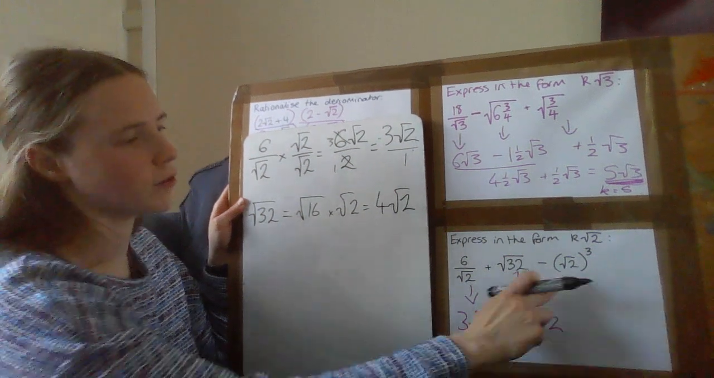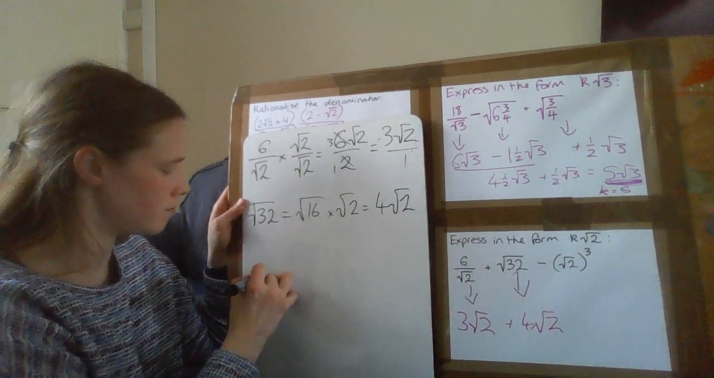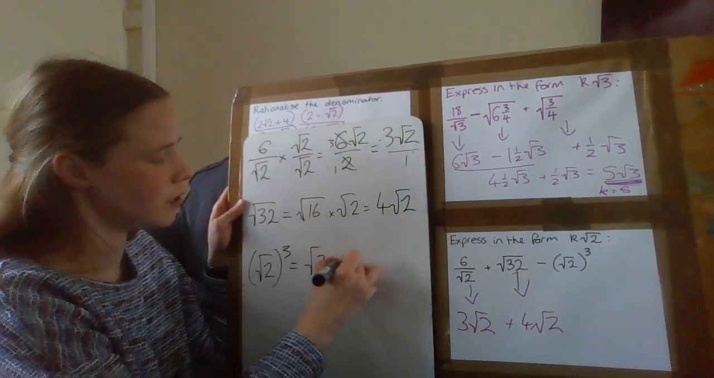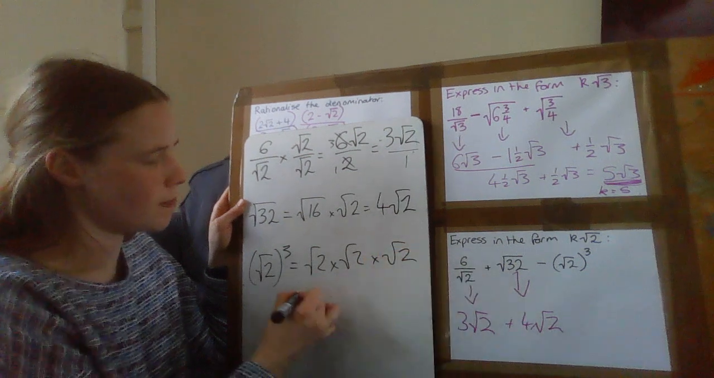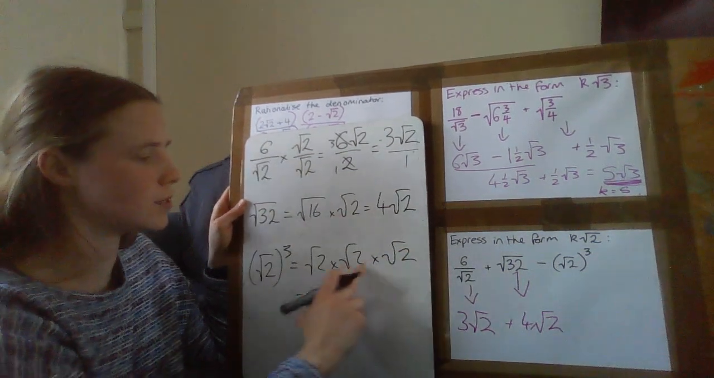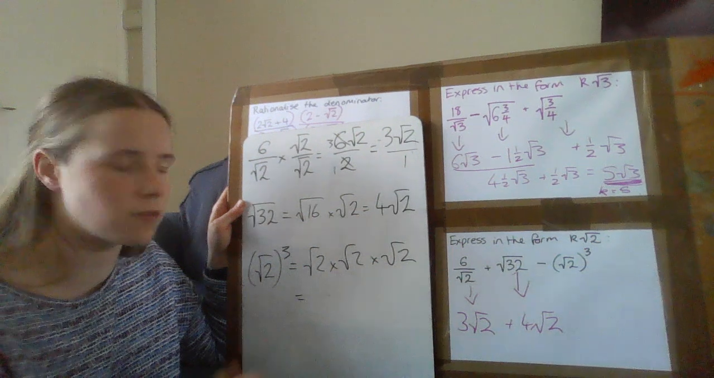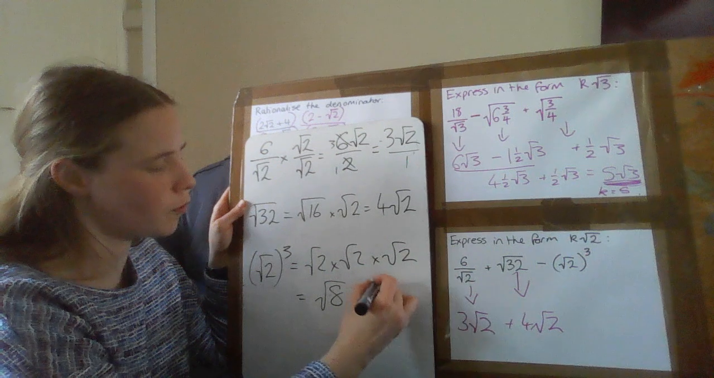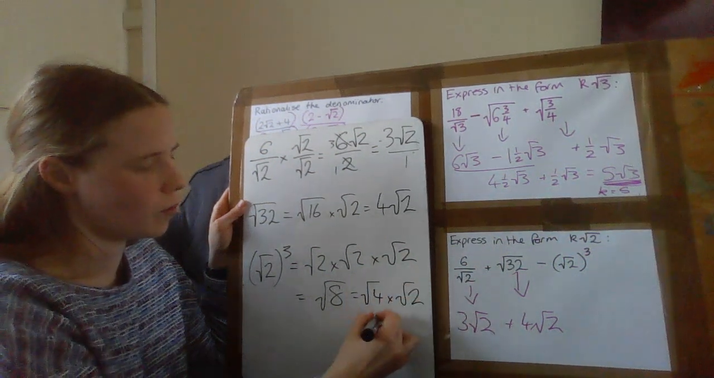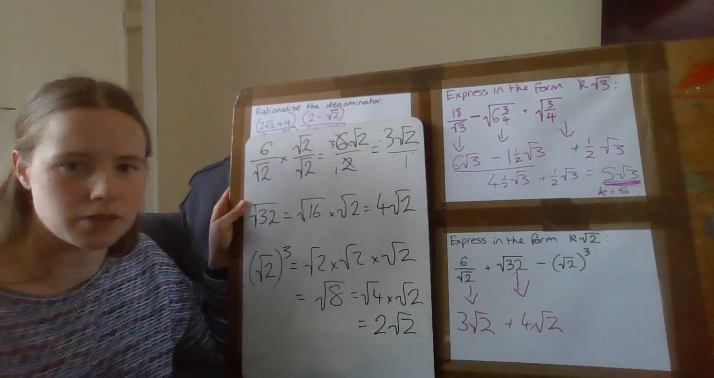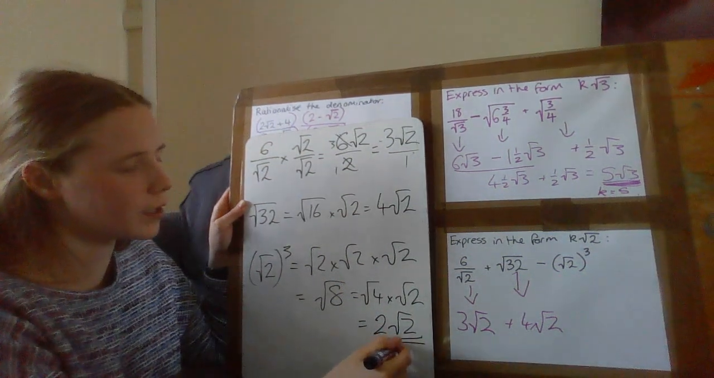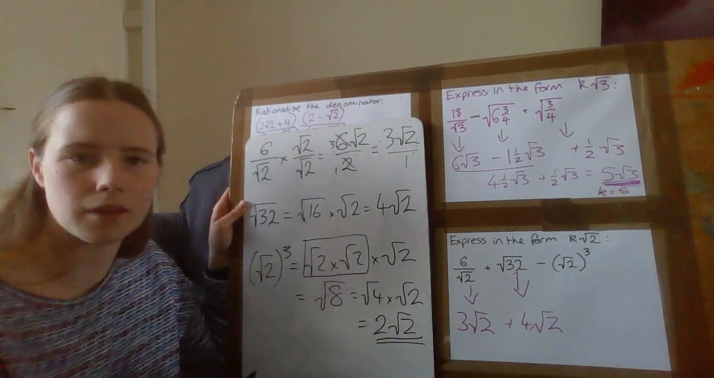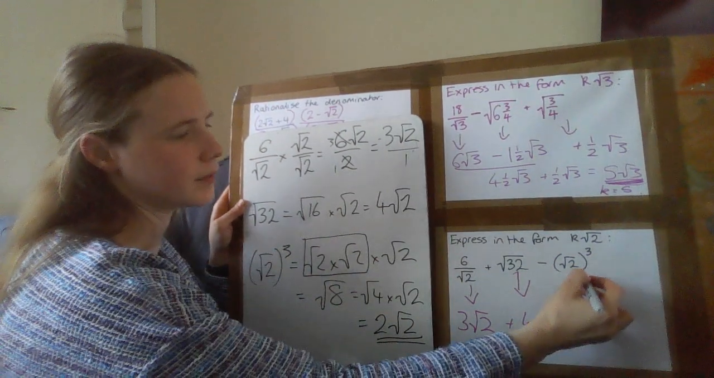And then finally, I've got to think about the root 2 cubed. Now, root 2 cubed is root 2 times root 2 times root 2. I can put that together by just timesing them. So root 2 times root 2 times root 2 is root 8. And that can then be broken up into root 4 times root 2, or 2 root 2, simplifying the surd. Some of you might be confident getting that quicker by thinking root 2 times root 2 is 2. Okay, whichever way you prefer to think about it.